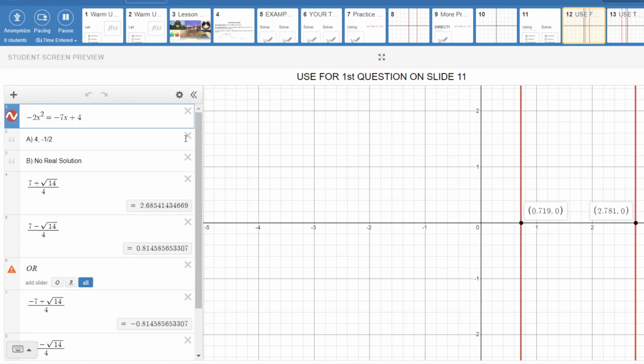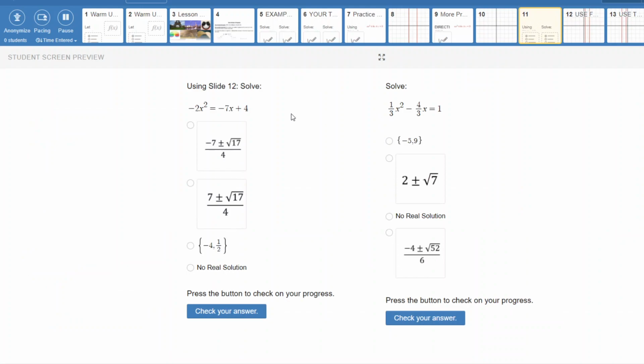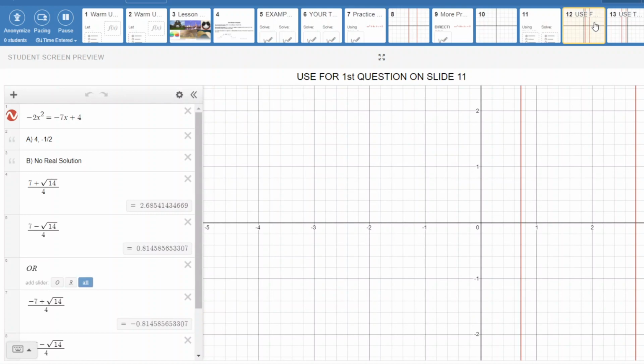I'm just wondering if I typed in this equation slightly wrong. I actually thought that was the answer. And actually, if we look at the other ones, we can see that they're not quite right. So I've got to look carefully. Negative 2x squared equals negative 7x plus 4.